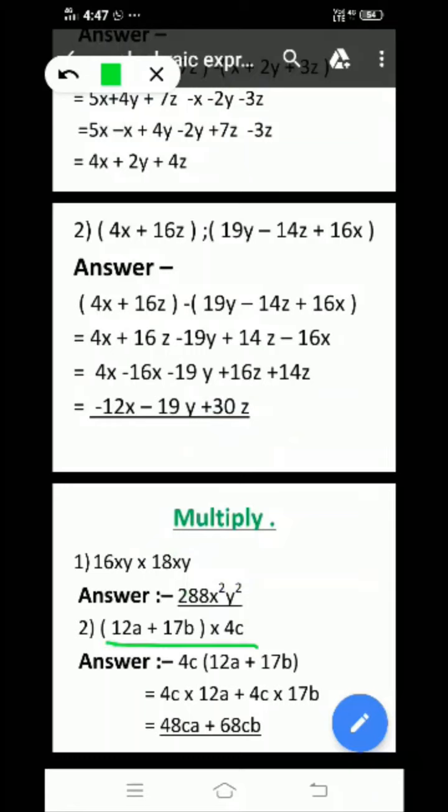Now see, 12a plus 17b multiplied by 4c means 4c into 12a plus 4c into 17b. You have to distribute the terms. 12 fours are 48, ca. You can write ca or you can write ac also. 17 into 4 will be 68, and the variable bc you can write or cb also. Both ways you can write, there will be no problem. Okay, you understood the concept. You have to simply concentrate on the signs.